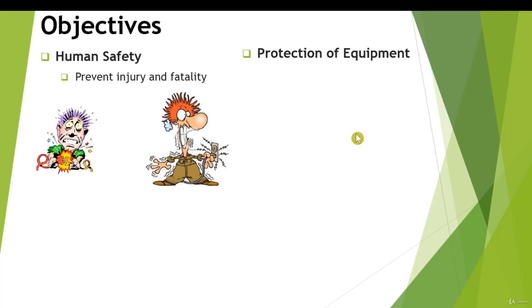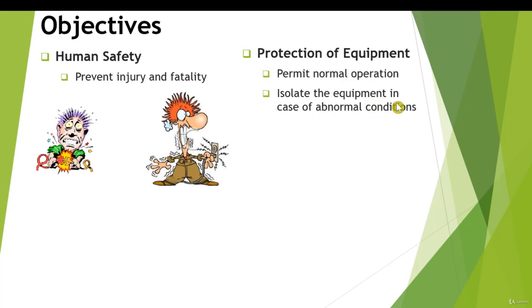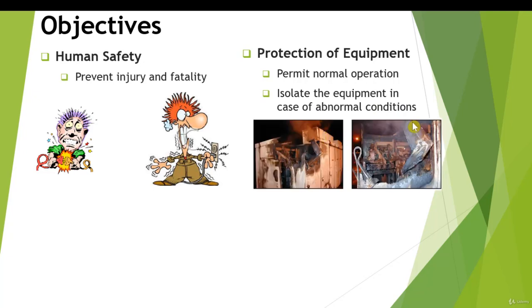The next objective of protection is equipment protection. So when you apply any protection to the equipment, it should allow the normal operation and isolate the equipment in case of abnormal conditions. So the objective is to protect the equipment from the damage due to various abnormal conditions.